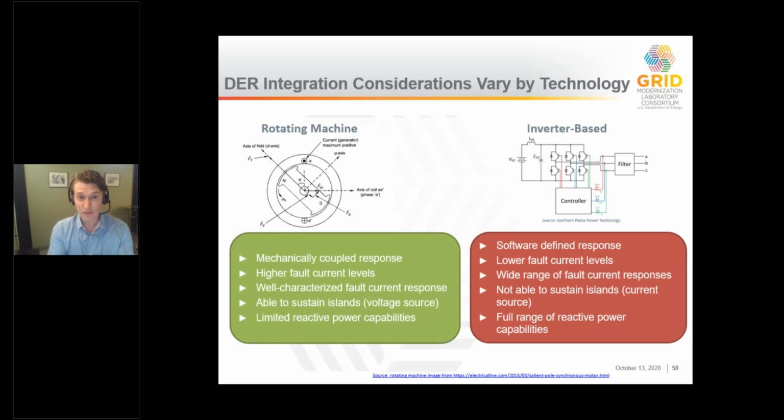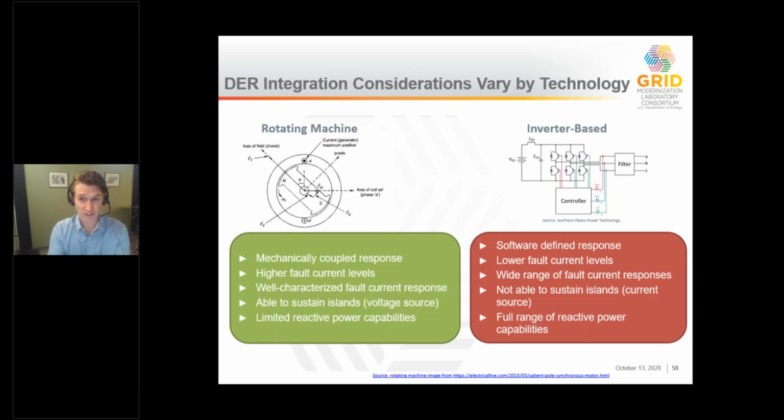However, rotating machines have very limited reactive power capabilities, especially for trying to lower the voltage or absorb reactive power. So there are limitations based on the stability of the devices. Inverters, on the other hand, are software defined. They're very highly configurable. The fault currents are quite a bit lower. So if we want to compare rotating machines to inverter machines, rotating machines can often have like 6 to 8 times the fault current, so quite a bit higher.